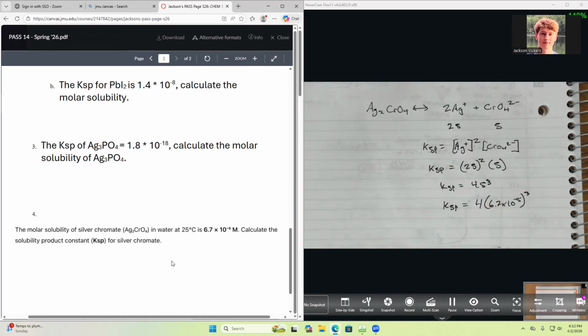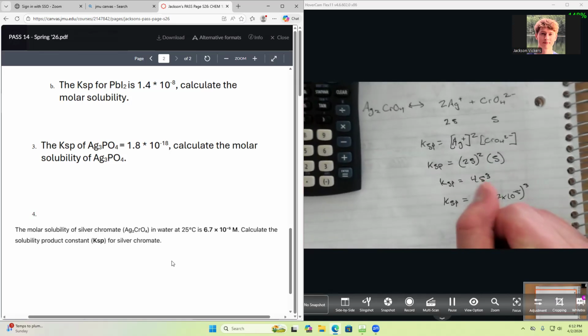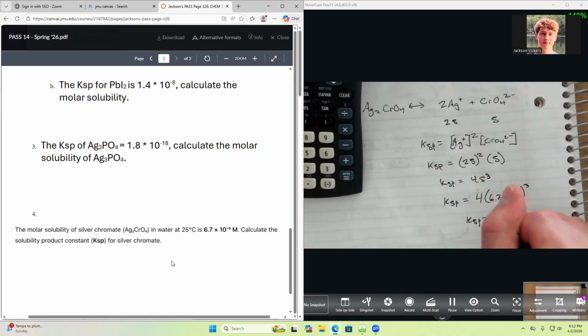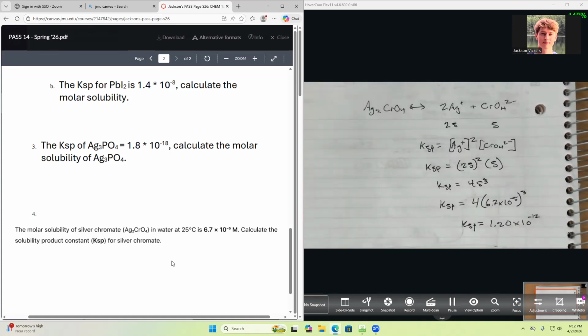Let's see what that gets us. Don't forget PEMDAS, all that stuff. And I got a Ksp of 1.20 times 10 to the minus 12. And this is unitless, because K is always unitless, right? Feel good about that stuff? Sweet. Ksp, molar solubility, not too bad.